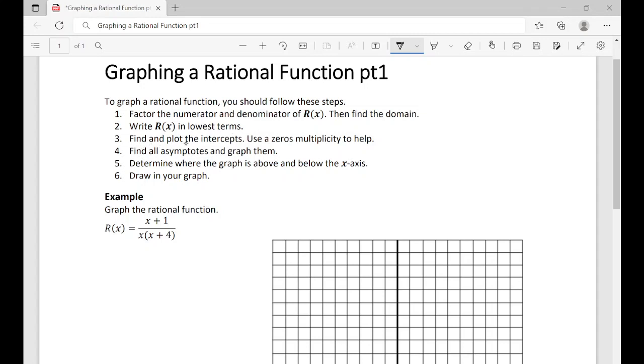Third, find and plot the intercepts. Use those zeros' multiplicity to help. Fourth, find all the asymptotes and graph them, vertical, horizontal, or slant. Next, determine where the graph is above and below the x-axis. Sometimes you have to do this, sometimes you don't. We'll see. And then finally, we're going to draw the graph.